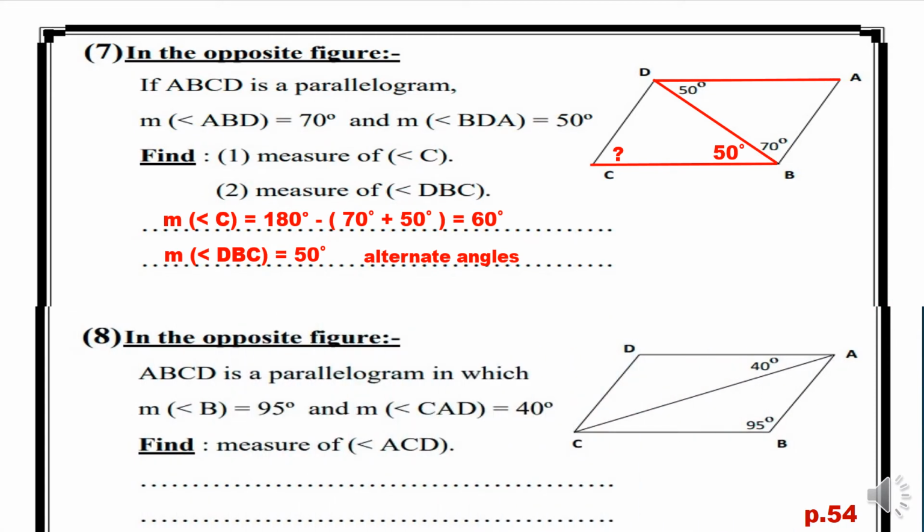Number 8. In the opposite figure, ABCD is a parallelogram in which measure angle B equals 95 degrees, measure angle CAD equals 40 degrees. Find the measure of angle ACD.